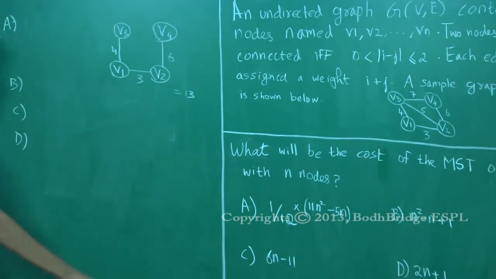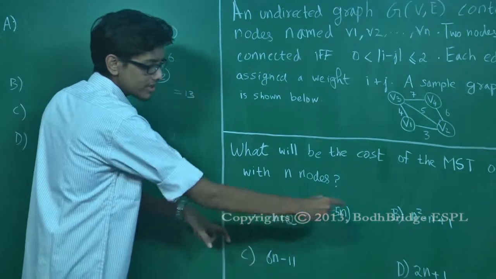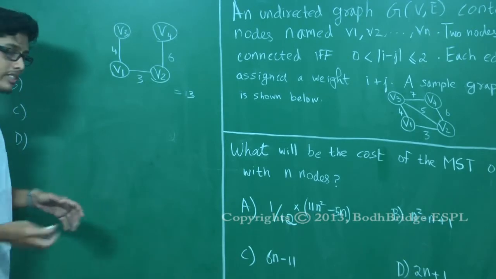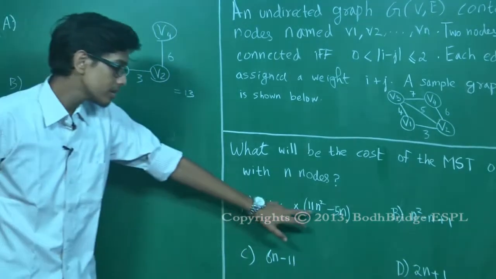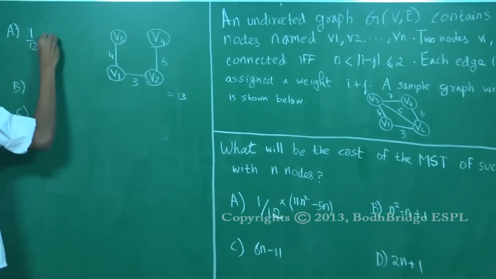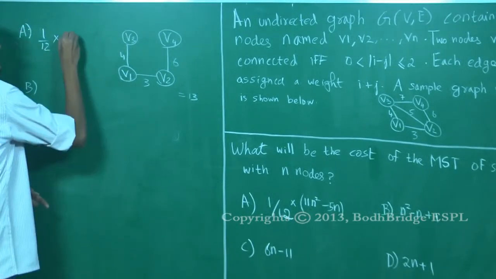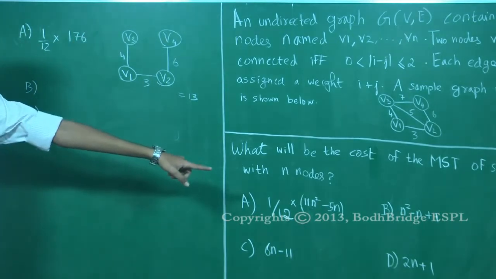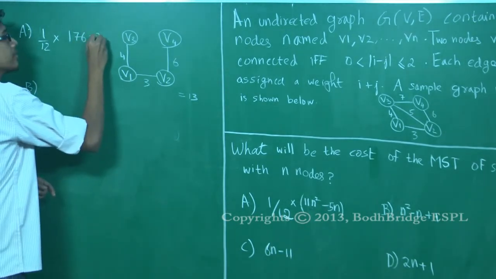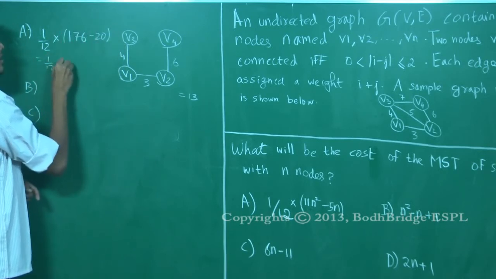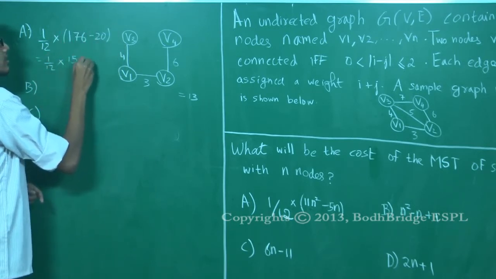So now again, we'll substitute n equal to 4 in these equations and see which satisfies. So basically this is elimination of choices. So now n is 4. Option A becomes 1 by 12 into 11 into 16, which is 176, minus 5 into 4, which is 20. This is equal to 1 by 12 into 156.